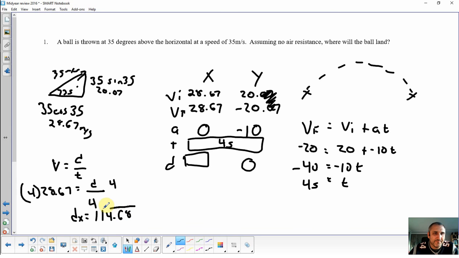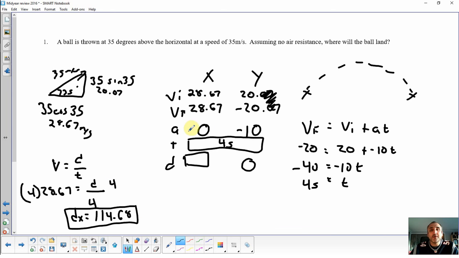114.68 or something close to that. Anyway, if you end up with about 114, 115 meters on your paper, awesome. If you ended up with 300 meters, not awesome. So if you're in this zip code, you and I at least are on the same page.